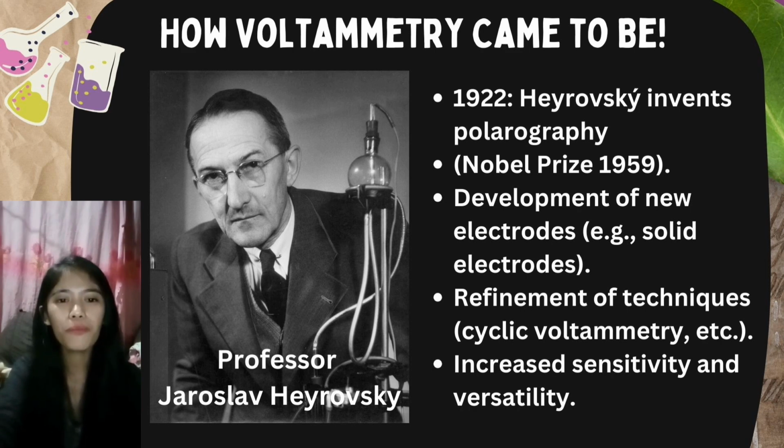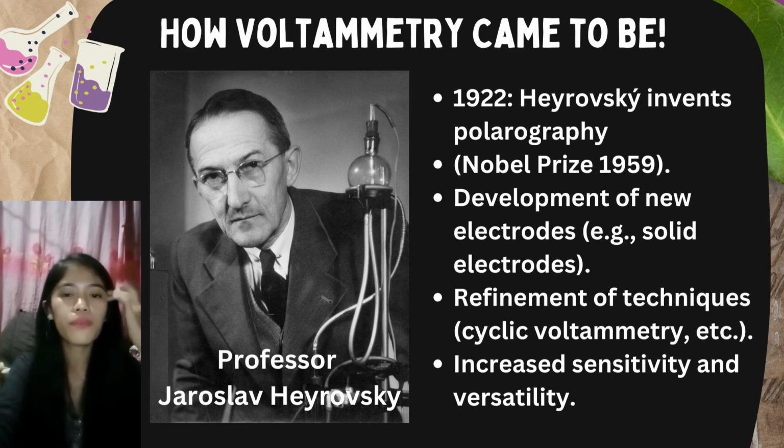Professor Jaroslav Heyrovsky used a special electrode made of dropping mercury. As tiny drops of mercury fell, he applied a changing voltage and measured the current. This was a huge breakthrough for chemistry at that time. For this incredible invention, Jaroslav Heyrovsky won the Nobel Prize in Chemistry in 1959.